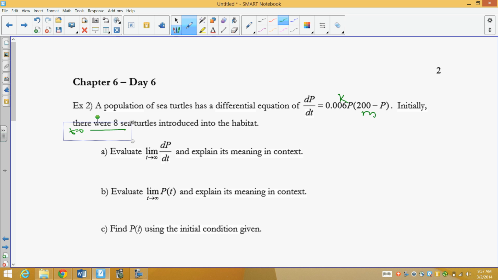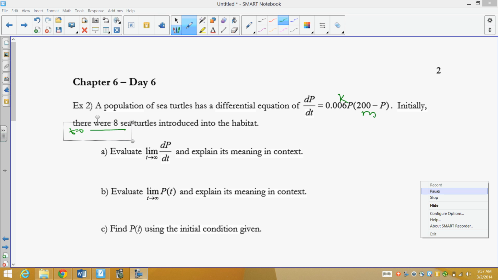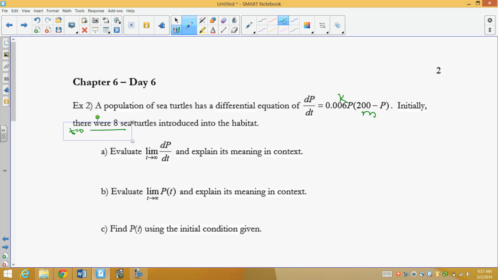Evaluate the limit of the derivative and explain its meaning in context. Well, this you should be able to do based on the first one. The limit as t approaches infinity of dP/dt is the same for every logistic growth. It's always going to be 0, because the rate of change of the population as t approaches infinity should be 0. It's going to reach that sustainable population and basically just stay there. Then as t approaches infinity, the population is going to reach the carrying capacity, and our carrying capacity over here was 200.